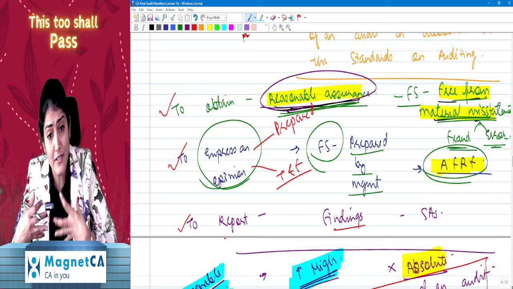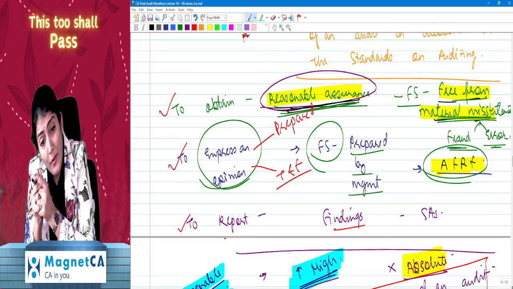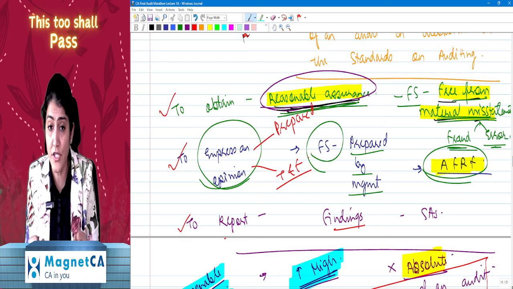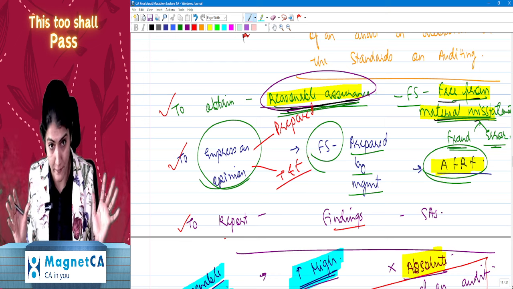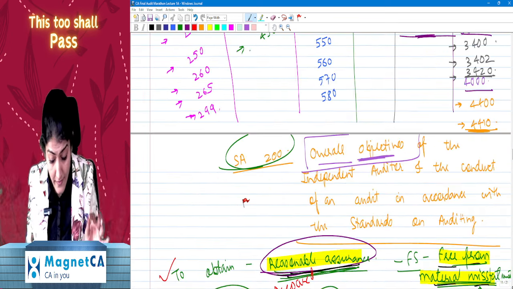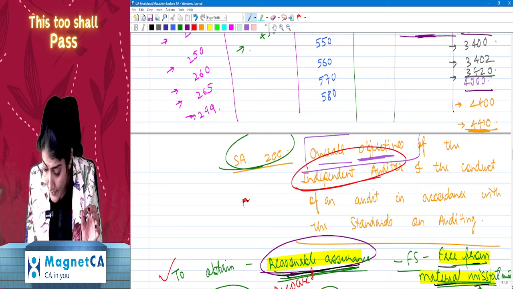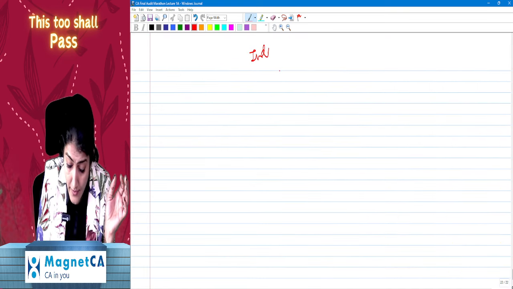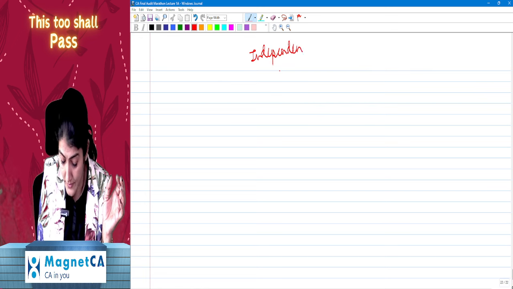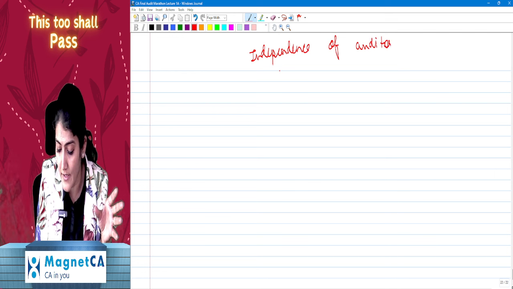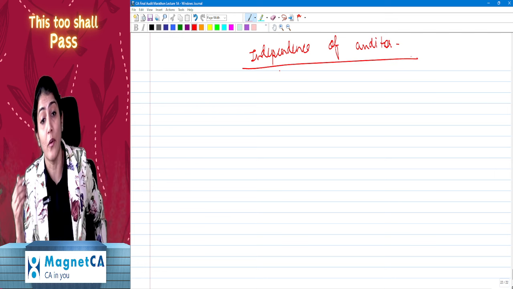Okay, when you're going for the statutory audit, when you are going for a financial statement audit, what is it that you want to achieve? This is your objective. Right? And then what does it say? This objective is of whom? It is of the independent auditor. Another very important concept in our audit, which keeps on coming up in different chapters and discussions: the independence of the auditor.